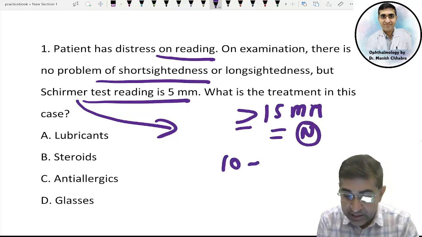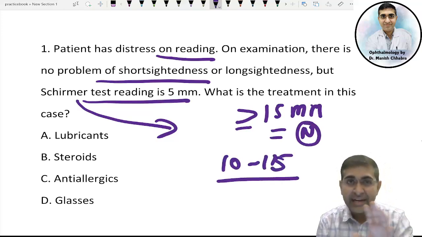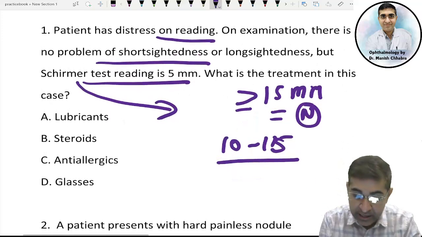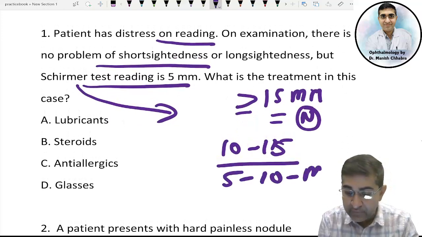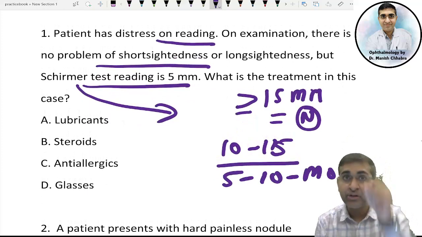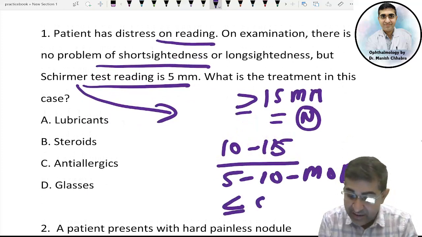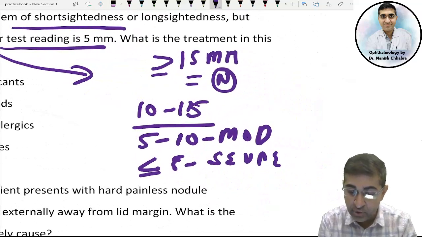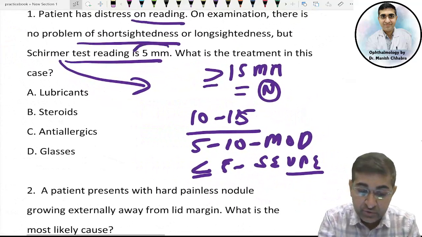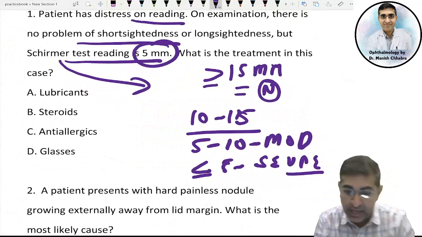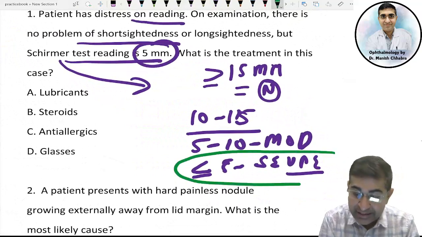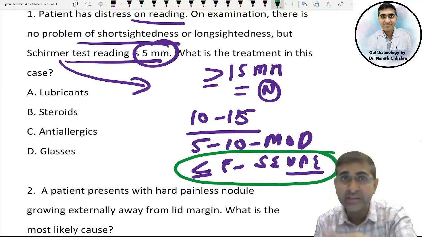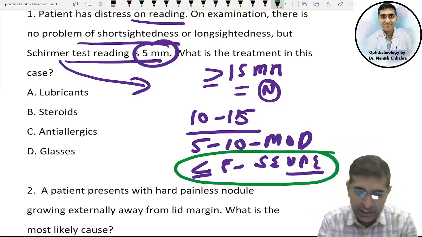If it is 10 to 15, that actually tells you that it is borderline. If it is 5 to 10, that is moderate dry eyes. Now if it is less than 5, it goes in the category of severe dry eyes. So here it is saying that it is 5 millimeter, so that goes in favor of the severe dry eye category. If there is dry eye, what will be your treatment?